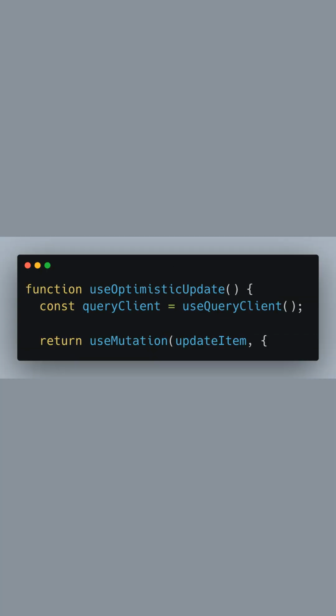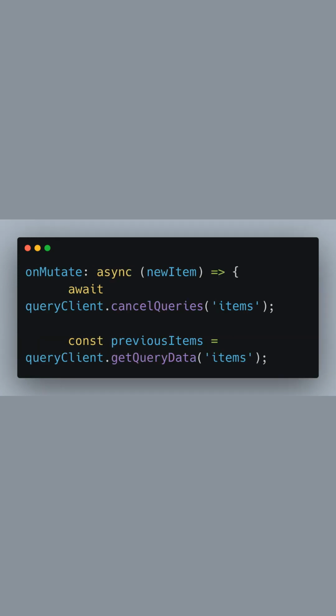Next, we're defining a custom hook called useOptimisticUpdate using the useQueryClient hook to gain access to the query client, which is responsible for managing the queries and mutations cache. Within our mutation, we have an onMutate function, which is called immediately when a mutation is triggered. First, it cancels any ongoing queries for items to prevent any race conditions. It then stores the current state of the item's query into a variable called previousItems.